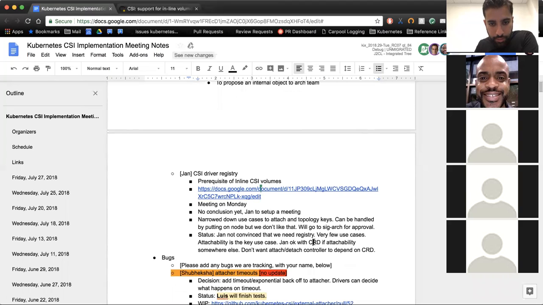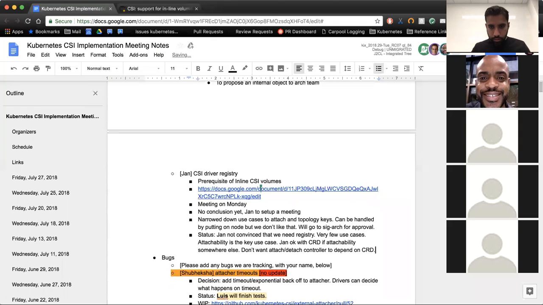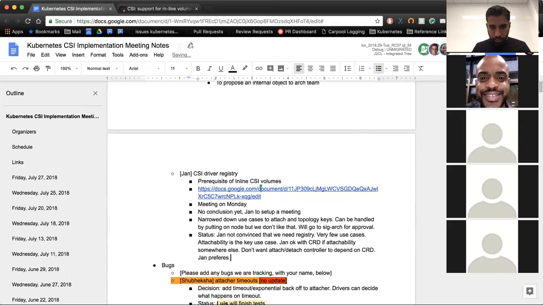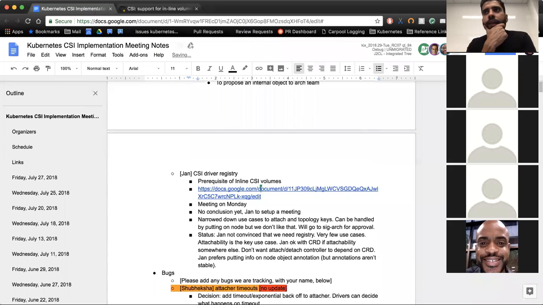Well, I have another idea. We already put it into the node annotation. We already put the mapping from the host name in annotations on the node, so we can also put attachability there. But since SIG Architecture requires annotations to be stable, we cannot modify the annotation or move it to node status or do anything with that. I have an issue for that. I think I have it on the agenda somewhere too.